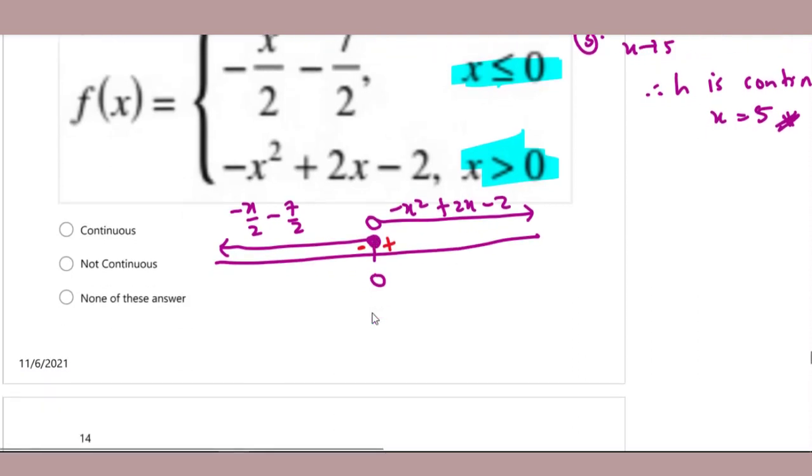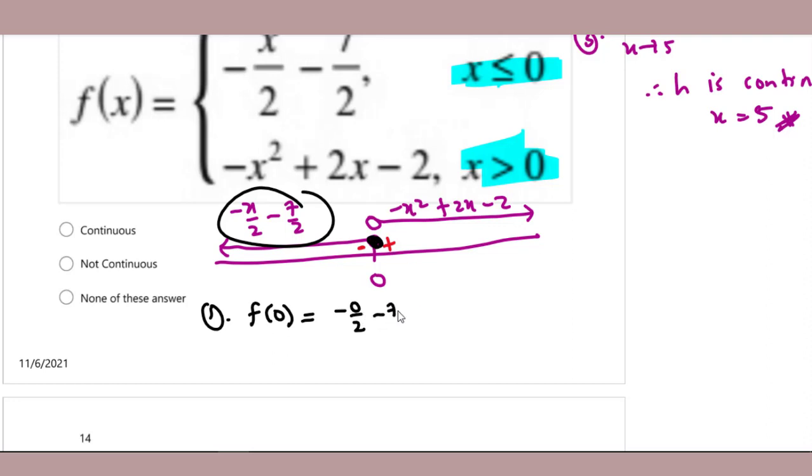So first step, find f of 0. Is it defined or not? For f of 0, 0 lies in the first piece of the function, so negative 0 over 2, choose this one.